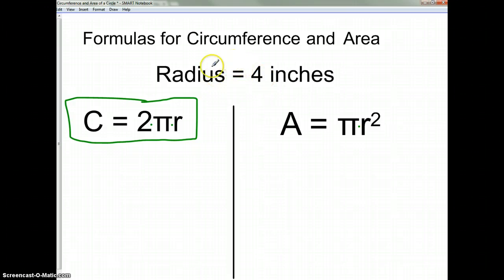Okay, so the circumference would be set equal to 2 times 3.14 times r of 4. And then what I like to do is I don't like to punch it into my calculator quite yet. I like to take this number, the 2, and the radius, and put them together. So I have 8 times 3.14.